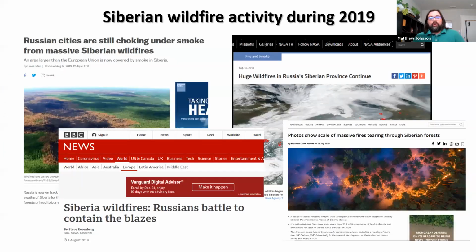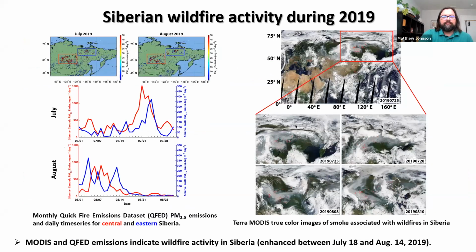So one of the things we noticed from the forecast models and also from the satellite data and a lot of the press coverage, which I'm showing some of here, is that during the summer of 2019, when FIREX-AQ was happening, there was anomalously large wildfire activity in the region. Of course, the next couple of years, 2020 and so on, have also been very active. But 2019 was a very active year for wildfires in Siberia. And this is just some of the press coverage that this wildfire activity received.